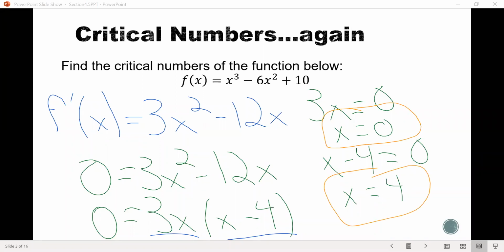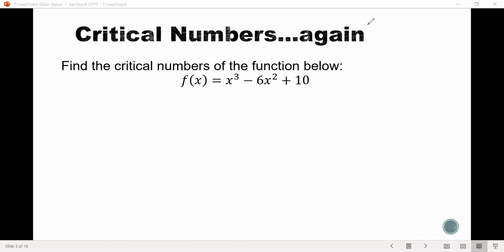Okay. All right, so that was just a quick review of that, and we need this information moving forward. Okay, so let's look at now how these relate to the shape of a graph.